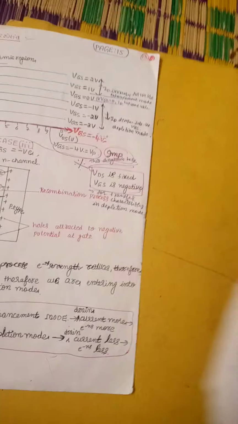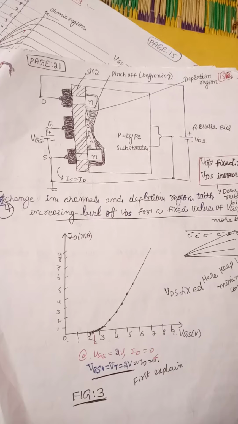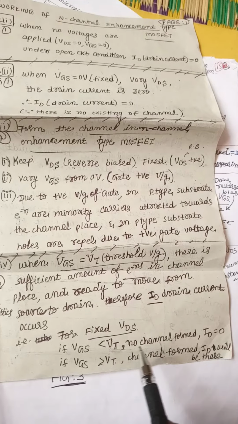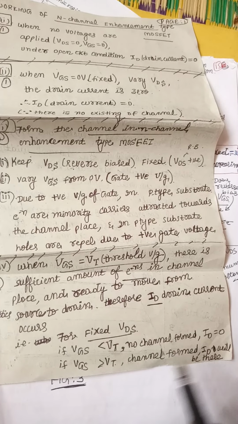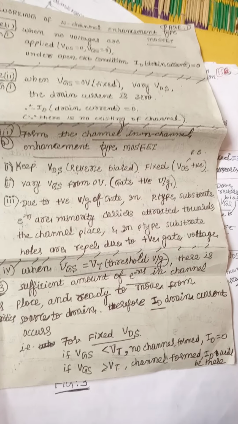Once the channel is formed, then what you have to do, I clearly specified here. For fixed VDS, if VGS is less than VT, no channel is formed and ID is 0. If VGS is greater than VT, the channel is formed and ID will be there.